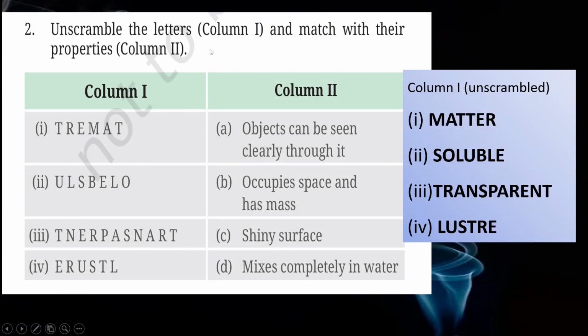Question number 2. Unscramble the letters in column 1 and match with their properties in column 2. Column 1: TREMAT, unscrambled, this is matter. Second is ULSBELO, soluble. Third is TNERPASNART, transparent. Fourth is ERUSTL, luster. So match these unscrambled words in column 1 with column 2.